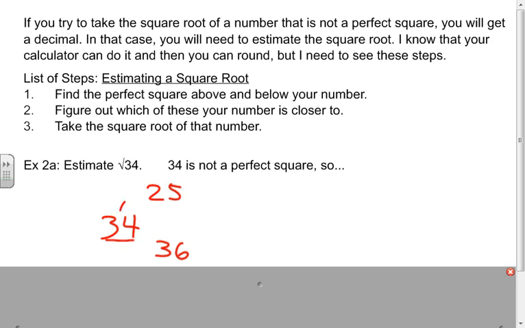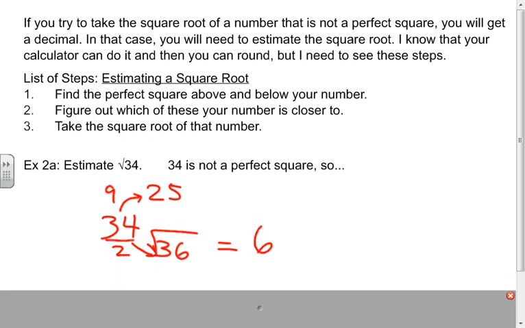Well, in order to get from 34 to 25, those are 9 apart. In order to get from 34 to 36, those are just 2 apart. Okay? Which means that 36 is obviously closer to my number than 25 is. Once I figure out which one's closer, I take the square root of that one. So the square root of 36 is 6.